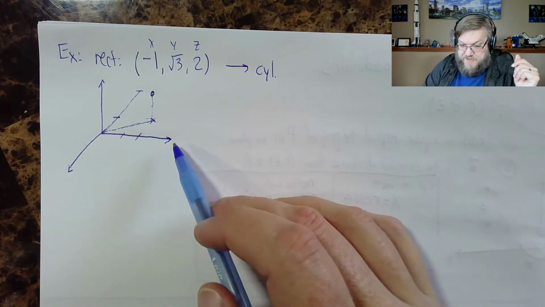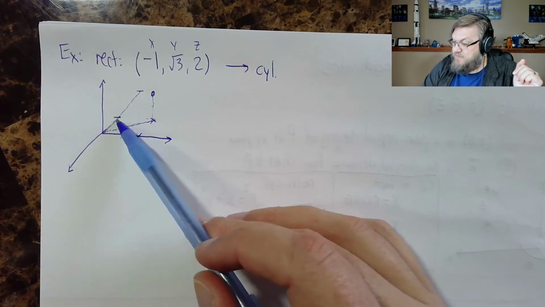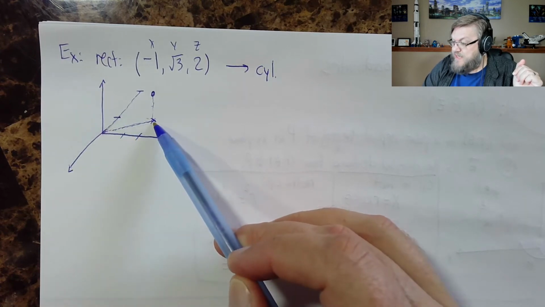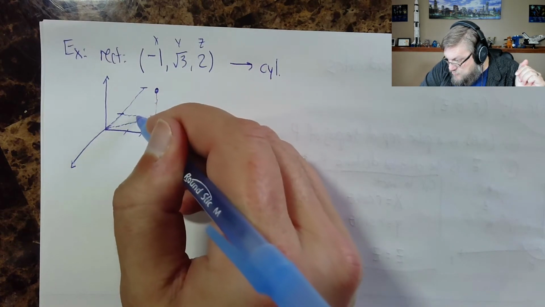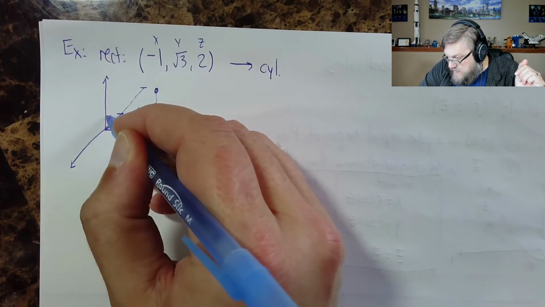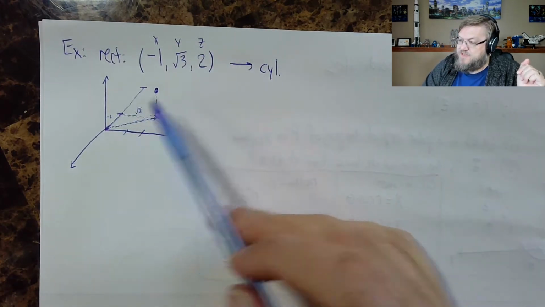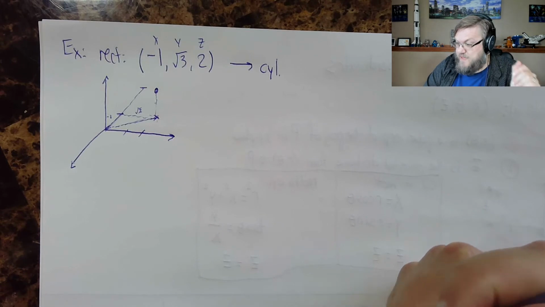Would you agree with that? That's roughly where it lives: -1, square root of 3, 2. In fact, I could draw that, 2 and square root of 3 there, 1 there, -1 if you wish. Something like that. Now, let's see what we can say.